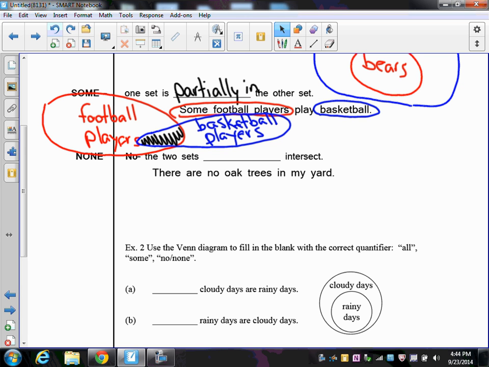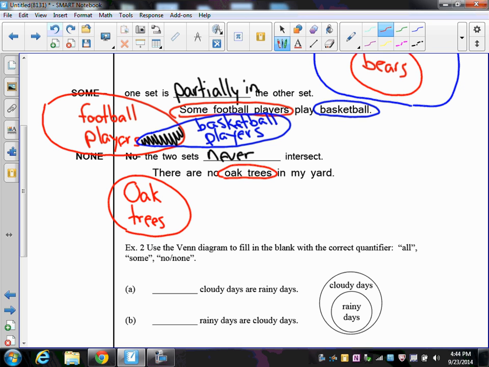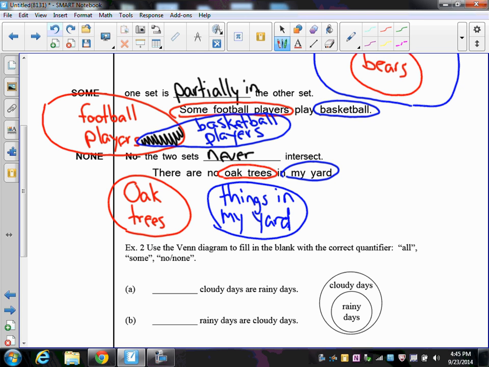The last one is none. The two sets never intersect. The example that's given is there are no oak trees. So we have oak trees in my yard. So out of all the things in my yard, just yard, there's no oak trees. So do you see how they don't intersect? One's not inside the other. That's what we mean by none.